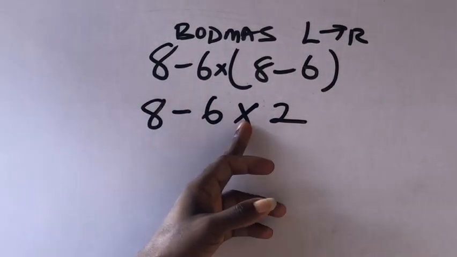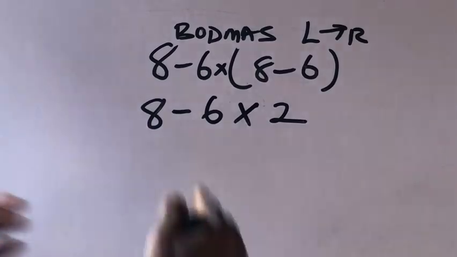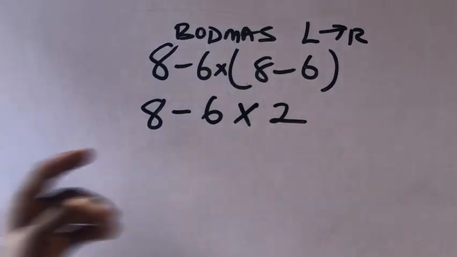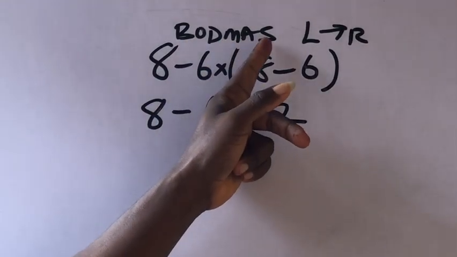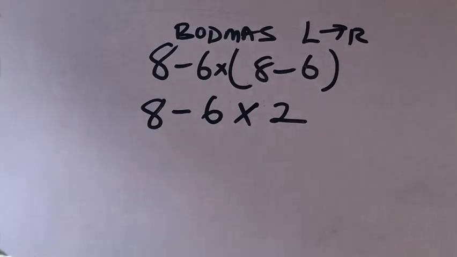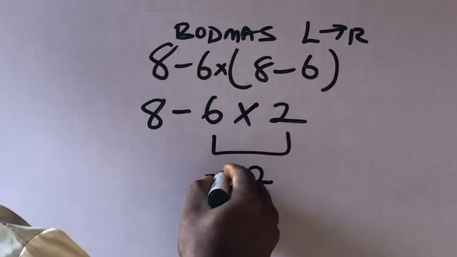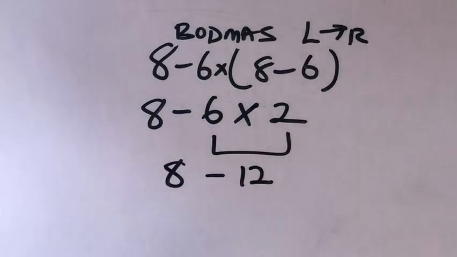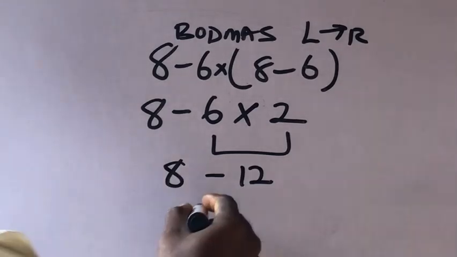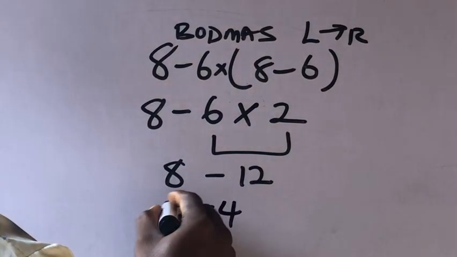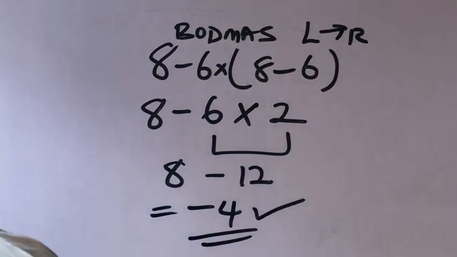We have two operators here. And if you go to our order of operation, you will discover that multiplication comes before this subtraction. So let's multiply this first. 6 times 2 will give us 12. And you put your minus. 8 minus 12 will give you what? Minus 4. And this is your final answer. This is the correct answer to solve this kind of problem.